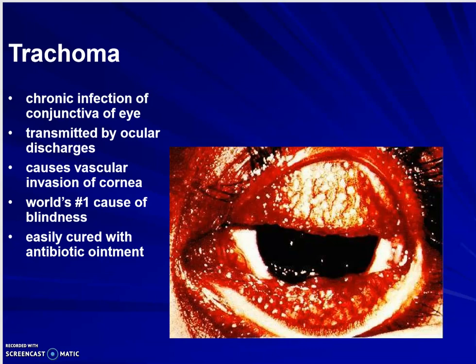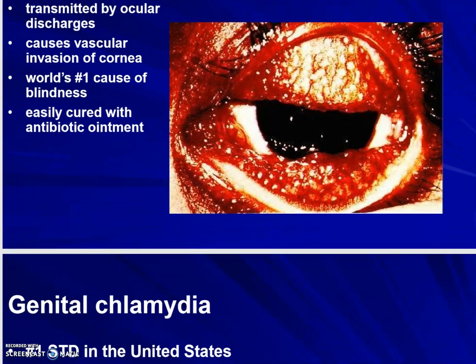Here's a lovely picture of somebody with trachoma in the eye. You can see this infection, this conjunctivitis, very red here. I mean, it's totally inflamed, as you can see. That would be transmitted by ocular discharges from person to person, and it causes vascular invasion of the cornea, and that of course can lead to blindness. If you have any kind of turbidity in the cornea or in your lens, of course, that would lead to blindness. And here it's listed as the number one cause of blindness in the world. It can be cured with an antibiotic treatment, with antibiotic ointment.